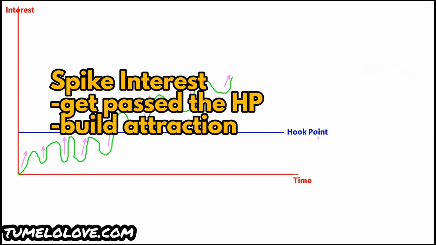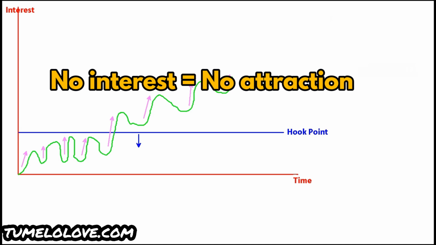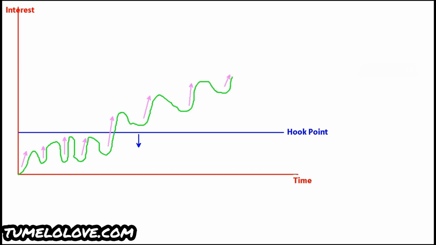Now you can't build attraction if, let's say, you are below this hook point. You can't build attraction if she is not interested in what you have to say or who you are as a person. You can't build attraction without having her being interested in the interaction and what you're saying, or interested in who you are.